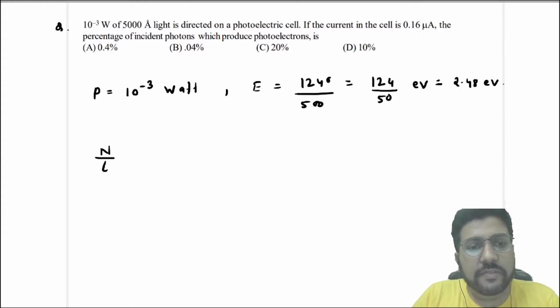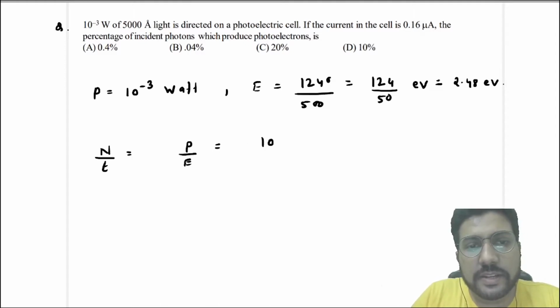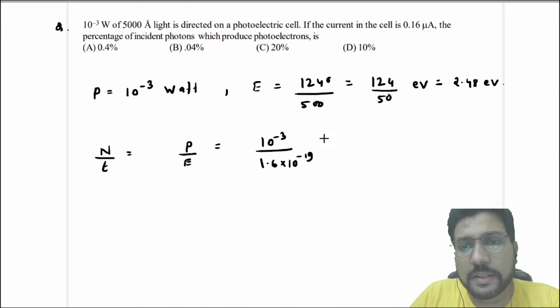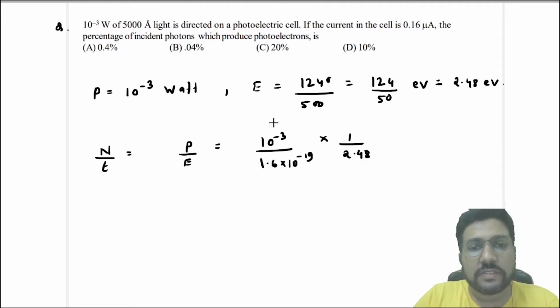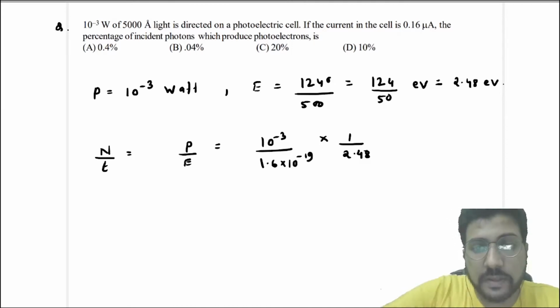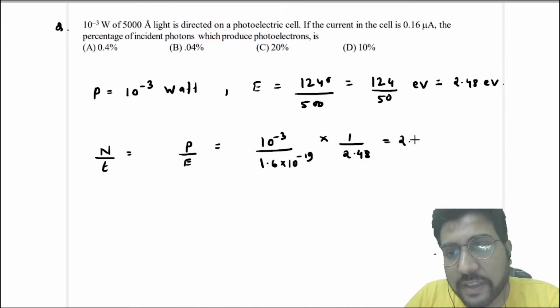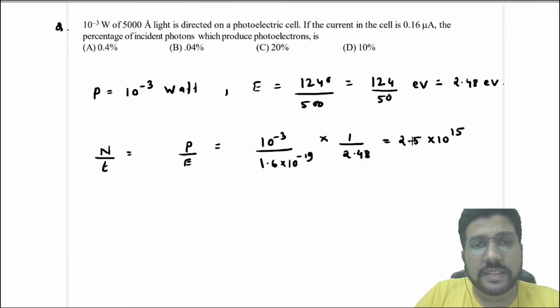The N by T value will be equal to power by E, and that will be equal to 10 raised to power minus 3 divided by 1.6 into 10 raised to the power minus 19, multiplied by 1 by E, that is 1 by 2.48. Because the power is given in watt, we first have to convert the energy from joule into electron volt. This will come out to be 2.5 into 10 raised to the power 15. So this is the number of photons striking the plate per unit time.